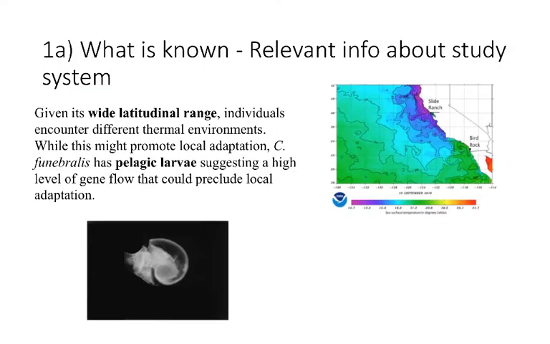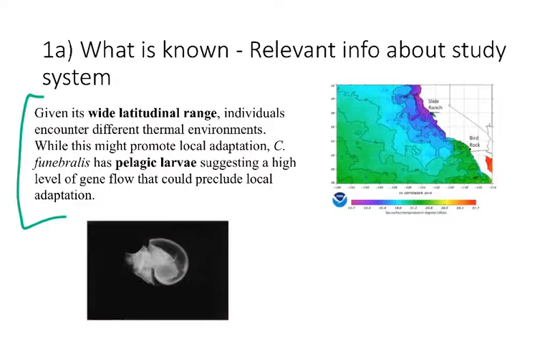When we're talking about this information about what is already known, another subcategory of that is including information that's relevant about your study system, about your particular study organism. So I'll give another example based on that same template poster that I've given you. In the introduction section of that poster, I included this that says, quote, given its wide latitudinal range, individuals encounter different thermal environments.